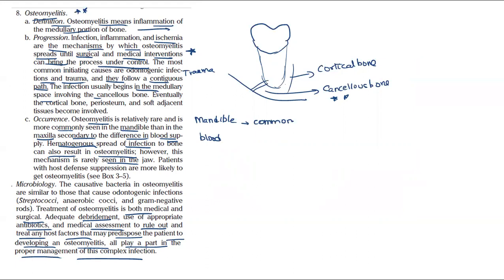Gram-negative rods. So treatment is both medical and surgical: adequate debridement, use of appropriate antibiotics, and medical assessment to rule out and treat any host factors that may predispose the patient to developing an osteomyelitis all play a part in proper management of this complex infection.